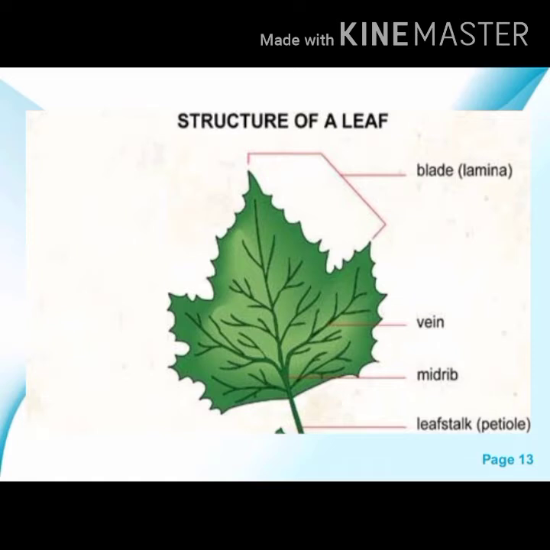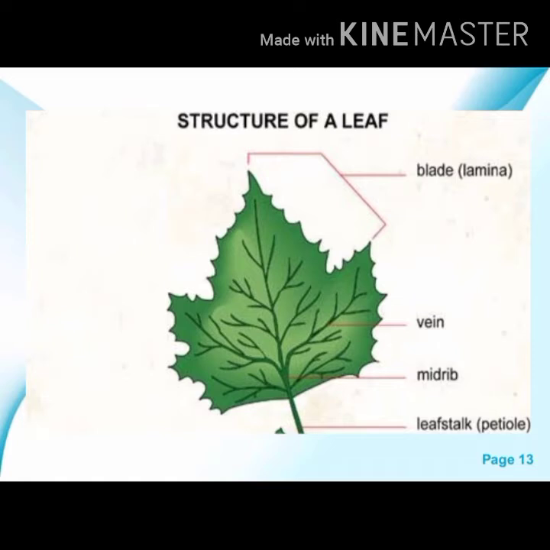So students, see the parts of a leaf. In the structure of a leaf, you will see the blade, vein, midrib and petiole. In your book, several types of things are given. Leaf base, stem, network of veins, axillary bud, everything is given. So both the structures are correct, don't worry.